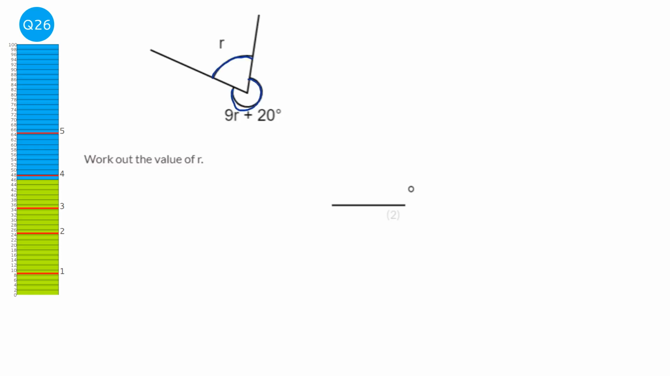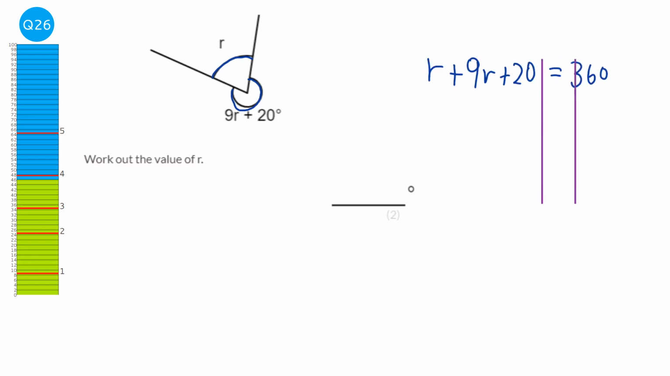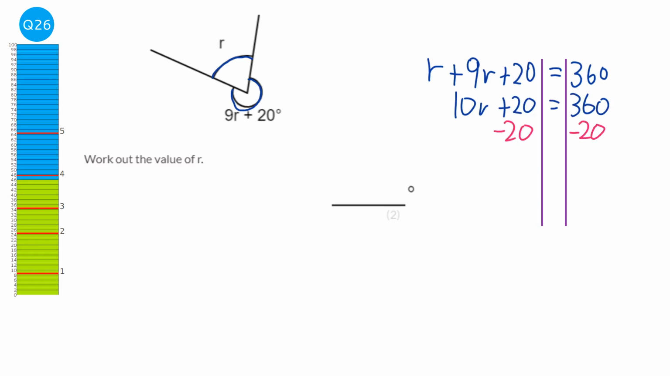So angles around a point add up to 360, and we are given the values of the angles, but in terms of r. So we know that r plus 9r plus 20 will equal 360. So we've got an equation here we can solve. First of all, let's add the r's together, and so that will be 10r plus 20 equals 360. Then we're going to subtract the 20 from both sides. So we have 10r equals 340, and then we're going to divide by 10 both sides. So we have r equals 34. So our answer is 34.